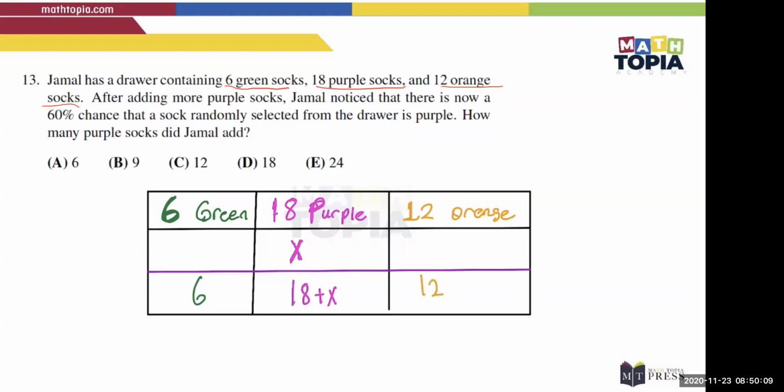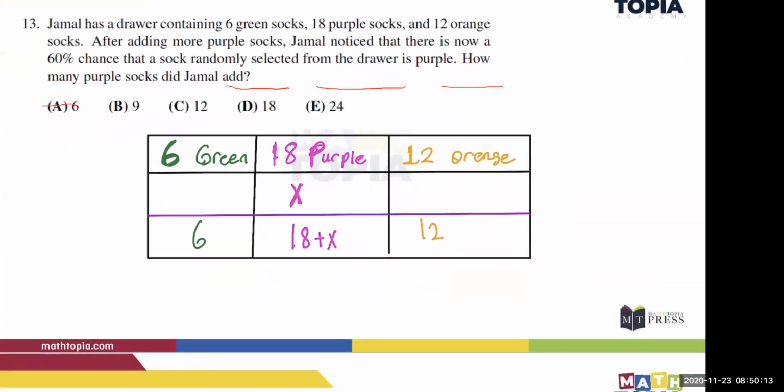So chance, right? Let's say, what does that mean, chance? 60 over 100, right? Yes. That is equal to what, Ava? So how do we see that? What is the probability of getting purple?